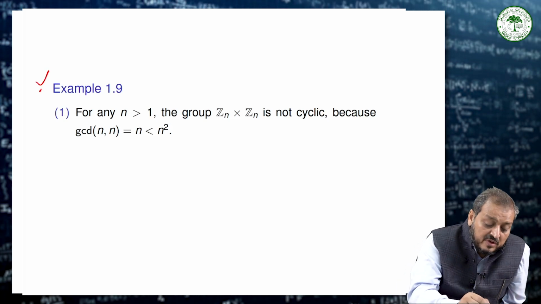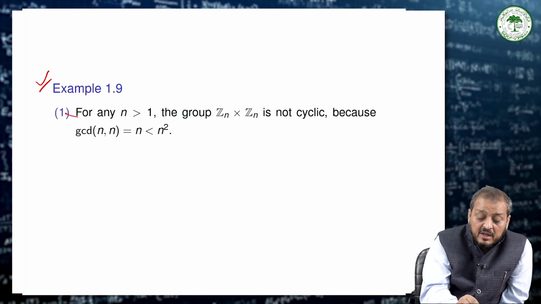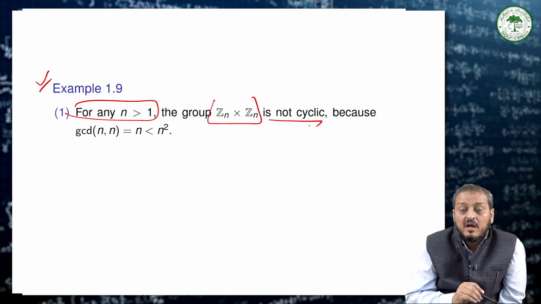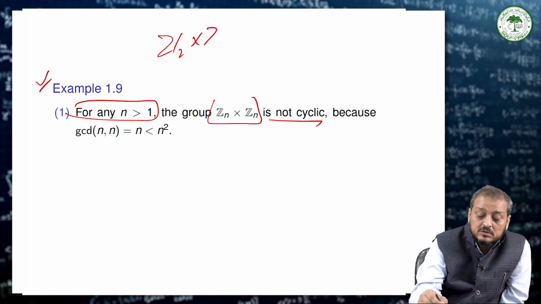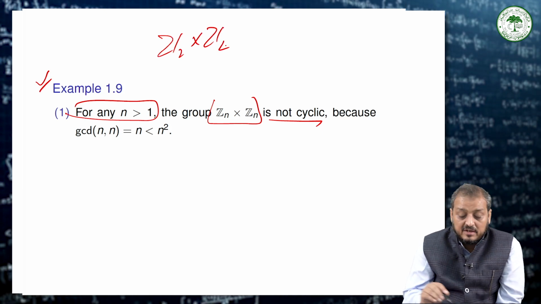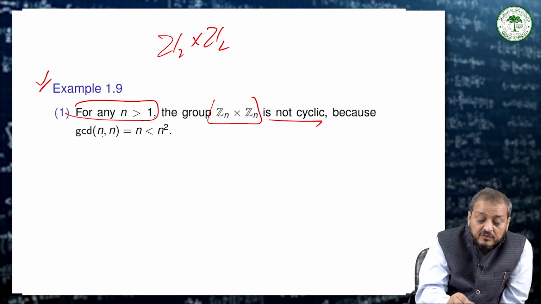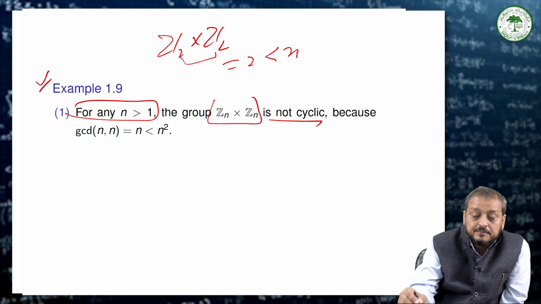We conclude this session with this example. For any n greater than 1, the group Zn is not cyclic. Because you can see, suppose Z2 cross Z2 is not cyclic, where n is greater than 1, because if we take the GCD of these two, it is equal to 2, and this is less than n.